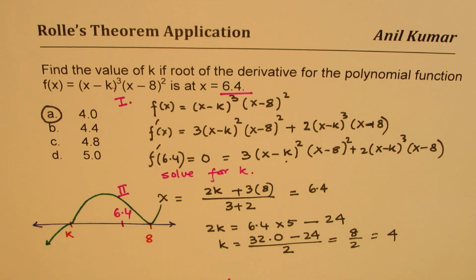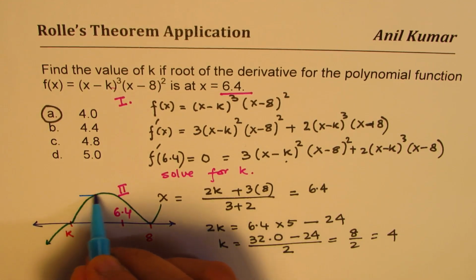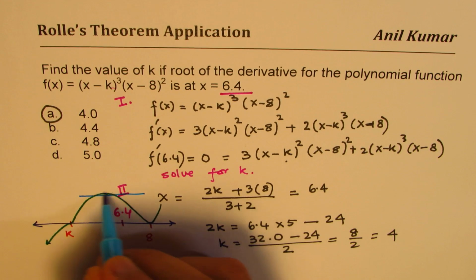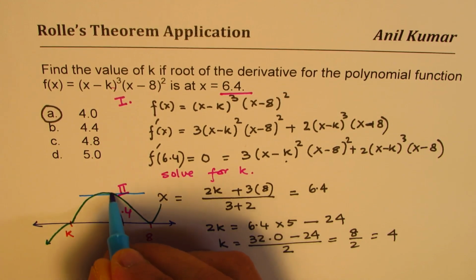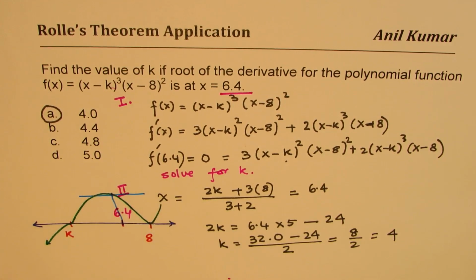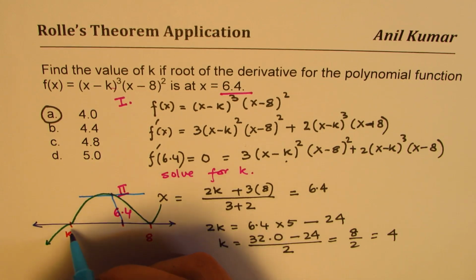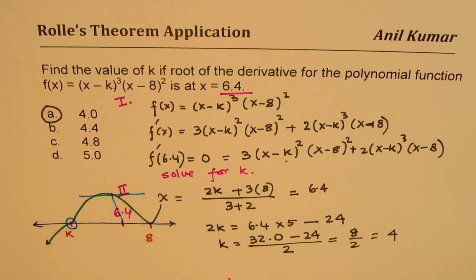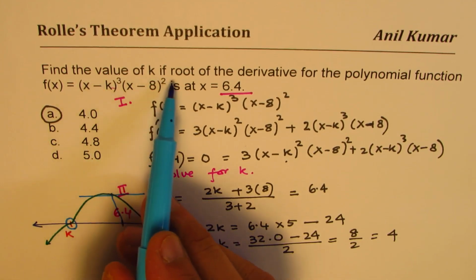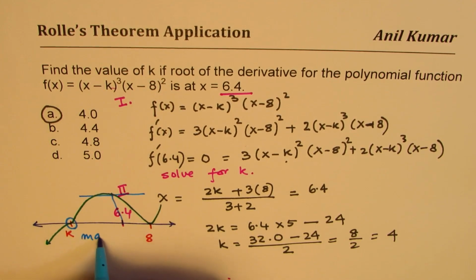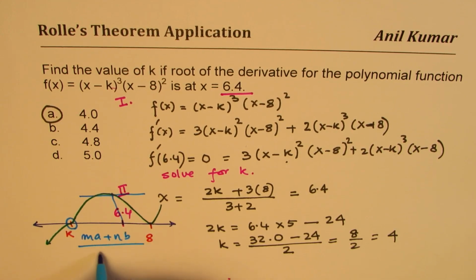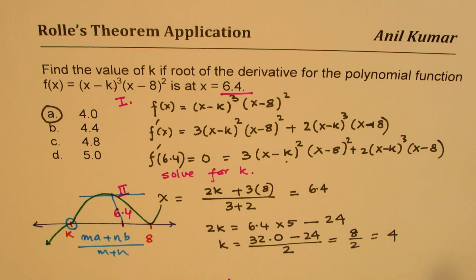So what we are trying to say here is that the horizontal tangent will be at 6.4. That's what we are trying to say. Is that okay? And you need to find the value of k. So you can use this section formula, which is in general given as m times a plus n times b over m plus n, right? And get the solution as we have shown you in the example and apply it here to find the solution.